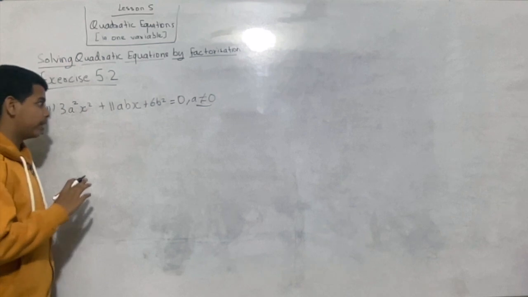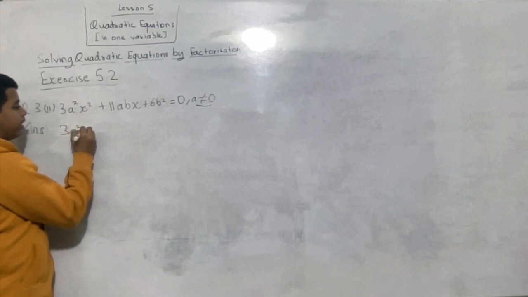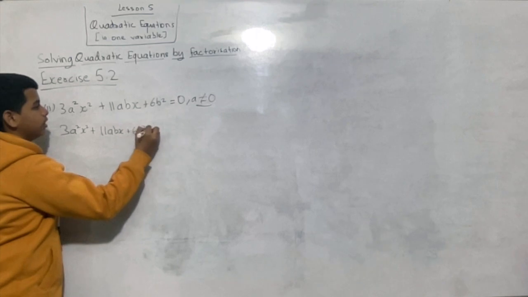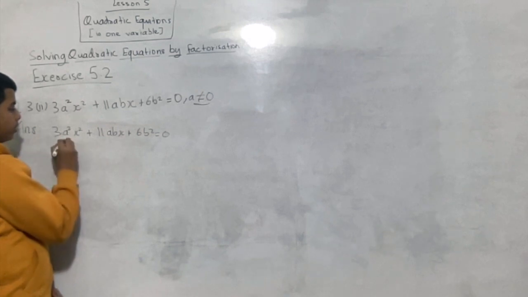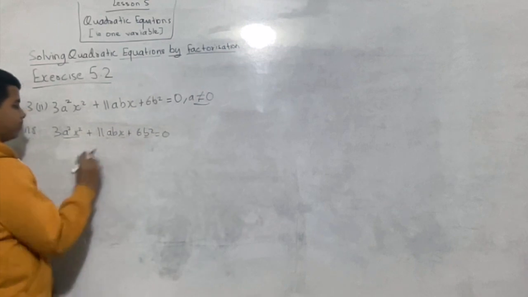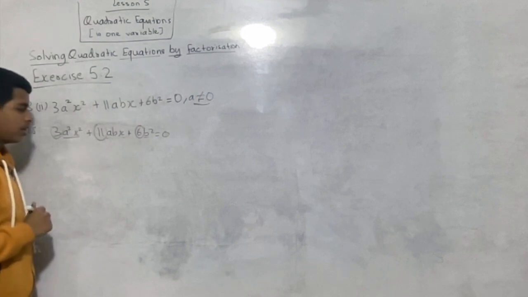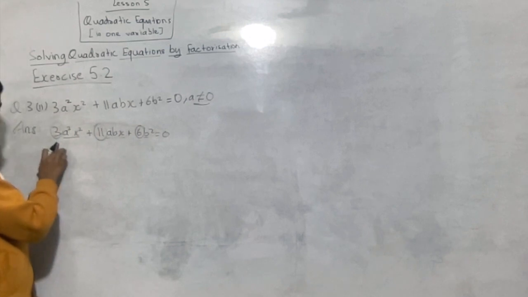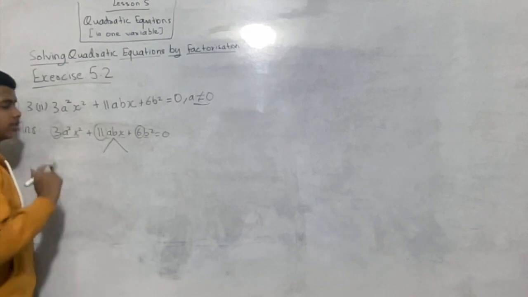Here it will seem a little confusing, but it's not confusing. Here we have 3a square x square plus 11abx plus 6b square is equal to 0. So now when we see that a square x square is one term, abx is one term, b square is one term. These are variables and these are coefficients. Now I have to split 11 in such a way that I should get 6 into 3. As usual, I have to split 11abx. So 6 3s are 18.